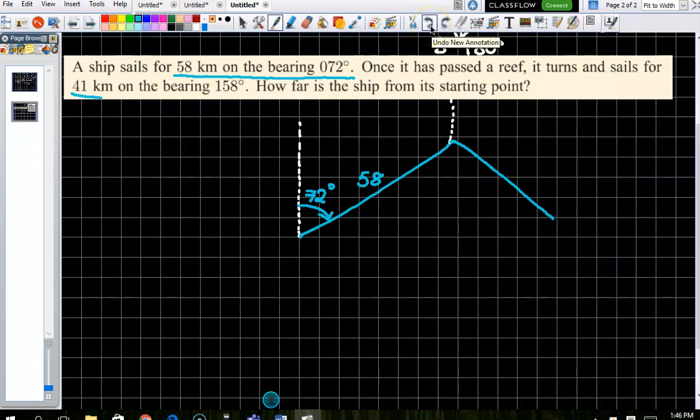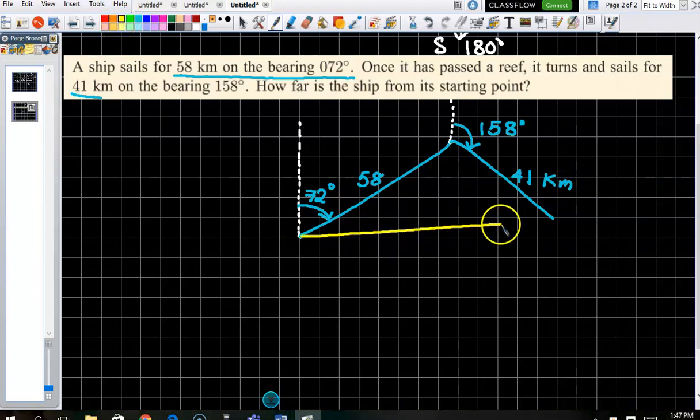Okay, and once again, pop your information in. That's 41. That is 158. And your job is to find how far it is from the starting point. So we want to find this. And I might even say, can you also find the bearing? So how far is the ship from its starting point and the bearing from the starting point?